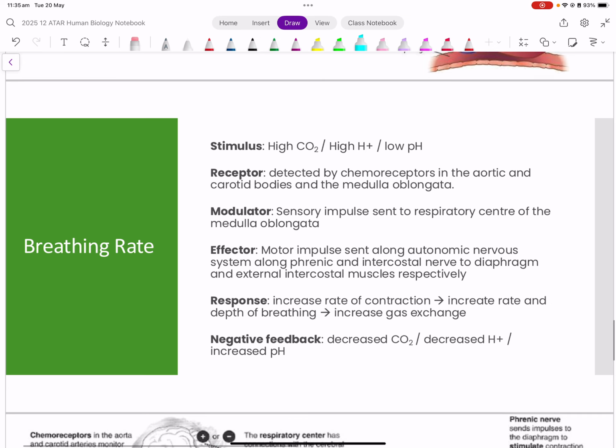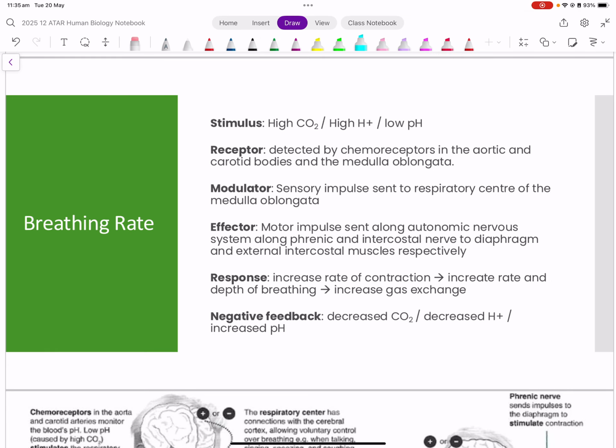So, breathing rate. How is this influenced? Here's our first feedback loop for gas concentration. Number one, our strong stimulus is detected. So either a high concentration of carbon dioxide or a high concentration of hydrogen ions. This is detected by chemoreceptors in both the aortic and carotid bodies, so our peripheral, and our chemoreceptors in the medulla oblongata, so our central.